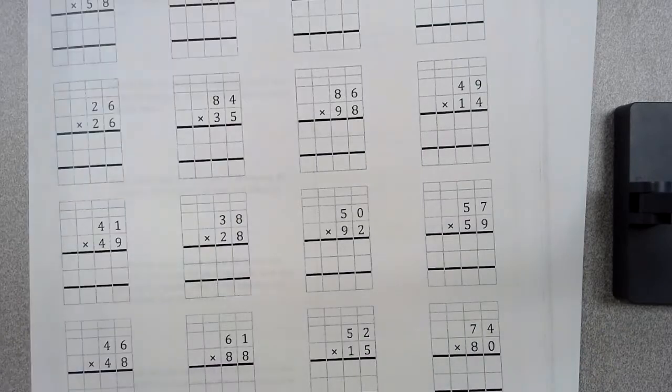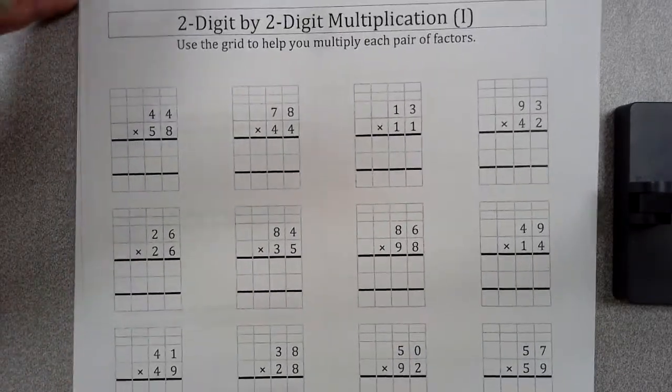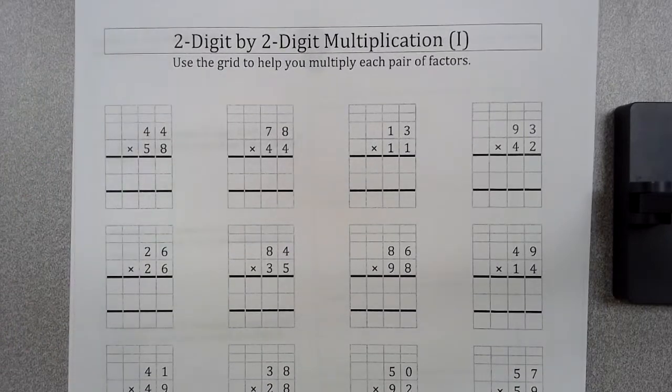Here we go. All right, so with these, we're just simply multiplying. I'm going to do the first 8, and then y'all are going to do the last 8. That's how I would do it in the classroom, and that's how I'm going to do it on here, okay? And then we're going to do the word problems.